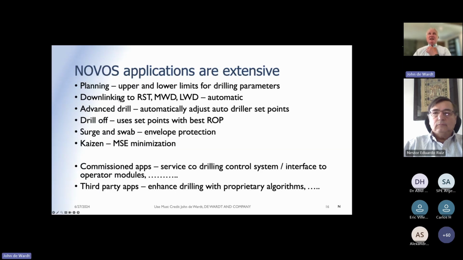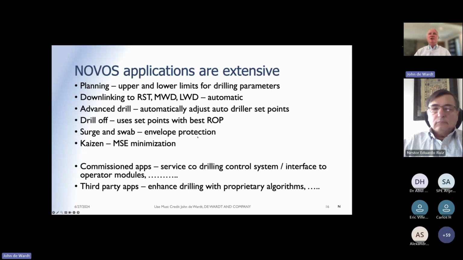And then their applications are becoming more extensive with planning, so upper and lower limits for drilling parameters. Downlinking, a lot of companies are doing this as well, to rotary steerable tools, MWD, LWD. So the method of sending the message down through the mud pulse is actually being automated. Automatically adjusting the auto driller to set points, so a more advanced automation process for drilling. Drill off points to achieve the best ROP. So you do a drill off test in a very consistent manner, collect the data, and then you can use that as input for your optimization of your ROP.